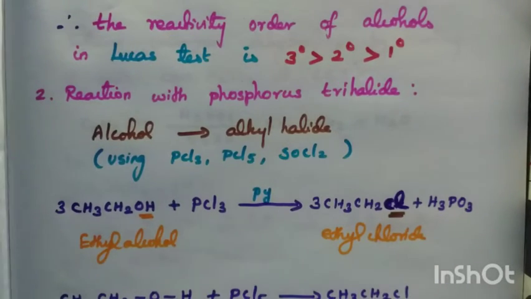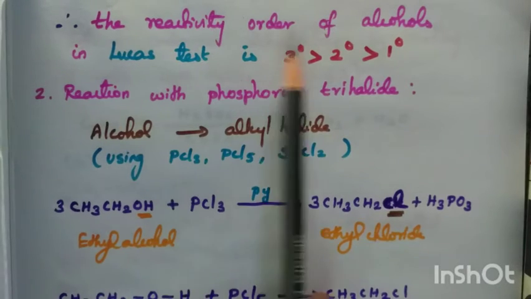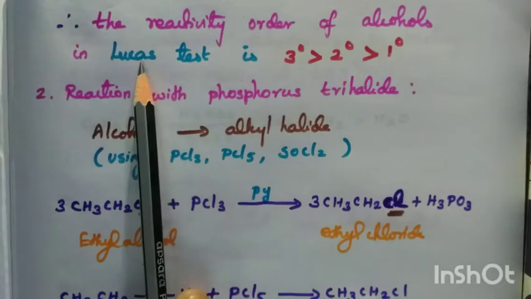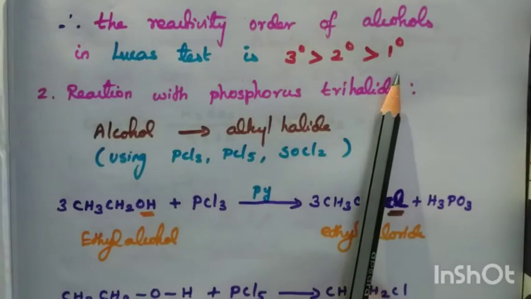Now we are going to see the reactivity order of alcohols. We discussed the reactivity of alcohols with the Lucas reagent, no? What about the reactivity in the Lucas test? Tertiary is more reactive than secondary, which is more reactive than primary. So this is important, the Lucas test.